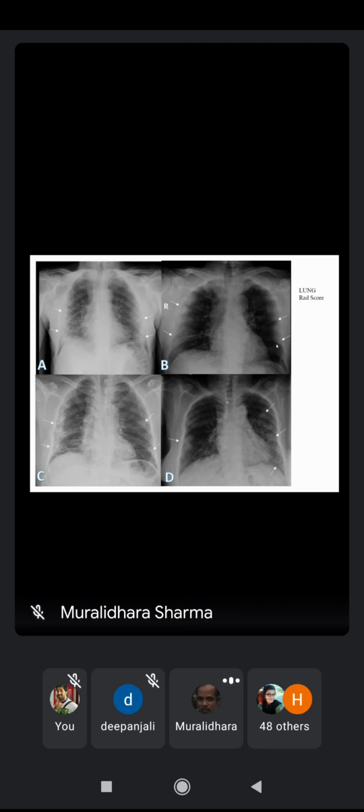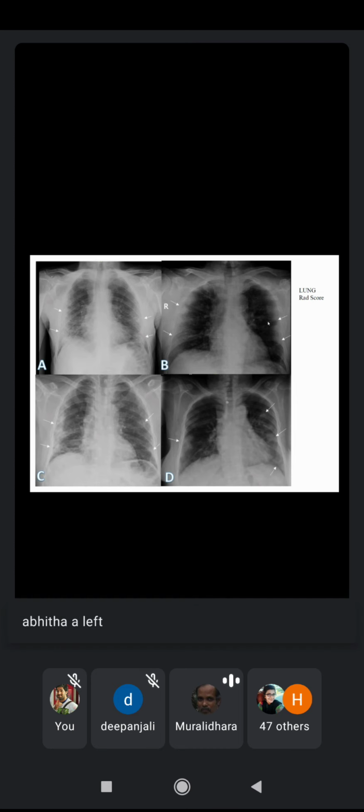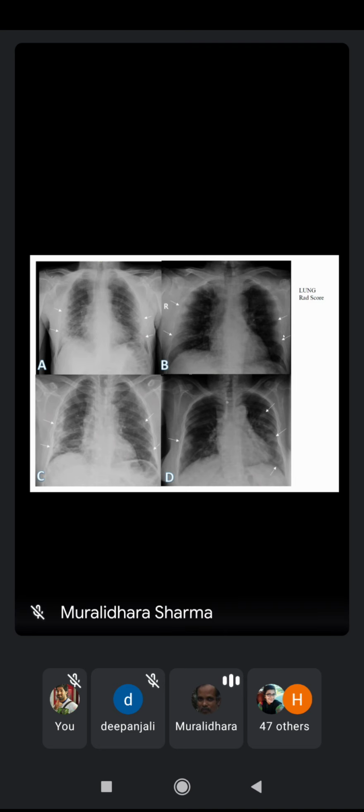Second X-ray, the RAT score, in this case, we may give 1 or 2 scores to these lesions in the left lobe, whereas in the right lobe, you can give 2 scores. So 2 plus 2, 4, 4 plus 2, 6 would be the score as such.